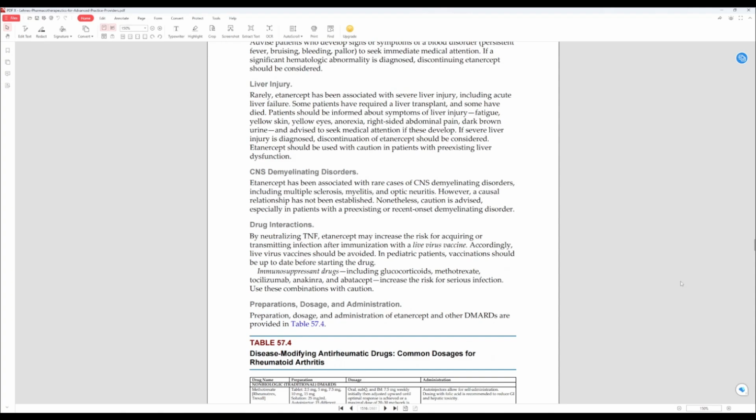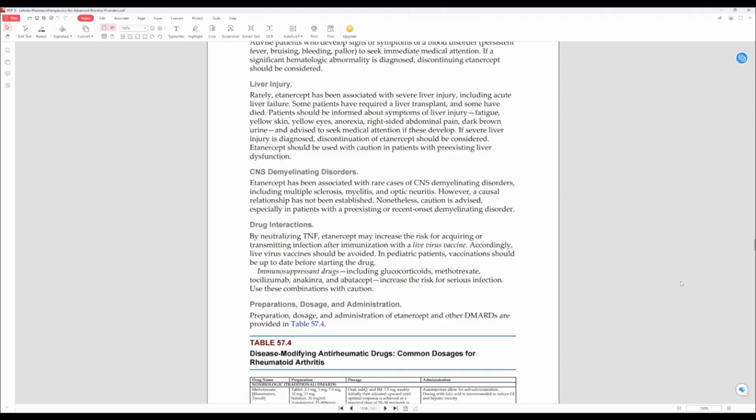Liver injury. Rarely, etanercept has been associated with severe liver injury, including acute liver injury and failure. Some patients have required a liver transplant, and some have died. Patients should be informed about symptoms of liver injury: fatigue, yellow skin, yellow eyes, anorexia, right-sided abdominal pain, dark brown urine, and advised to seek medical attention if these signs or symptoms start to develop. If severe liver injury is diagnosed, discontinuation of etanercept should be considered. Etanercept should be used with caution in patients who have pre-existing liver dysfunction.